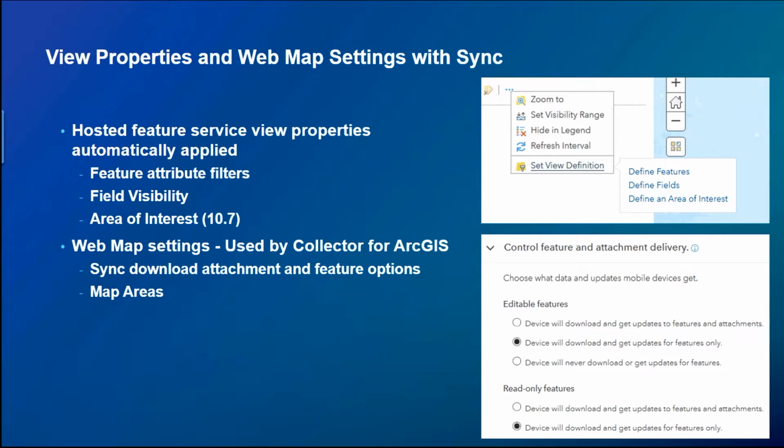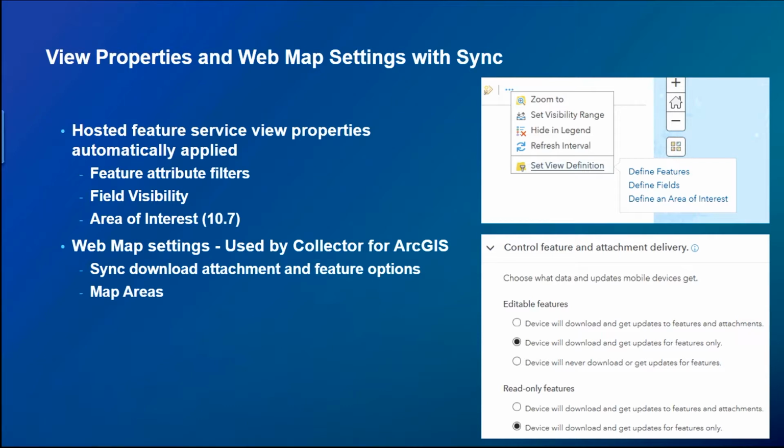There's also web map settings. So if you're using Collector for ArcGIS, you need to have a web map to take data offline. And the web map itself has some offline settings. So one of them is the ability to control what features get downloaded. So you can say, I've got guys collecting in the field, they don't need everybody else's attachments because they're big and bulky, they take a long time to download. I just want them to download feature updates only and upload any attachments that they add.